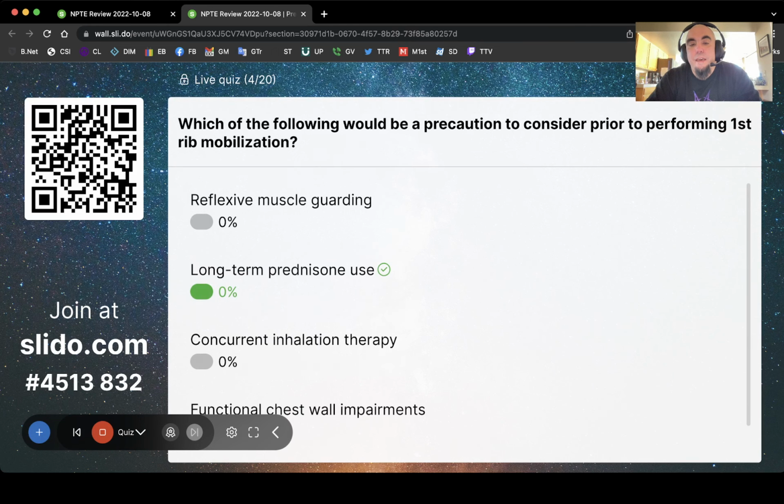Looking at that, reflexive muscle guarding is going to happen regardless. It's not necessarily a precaution. Concurrent inhalation therapy is not really going to affect that all that much, and it may actually help improve their inhalation. Functional chest wall impairments, while important, when you're mobilizing the first rib down in here, we're not worried about the chest going in and out. The main idea here is long-term prednisone use for potential osteoporosis. We don't want to fracture that first rib.